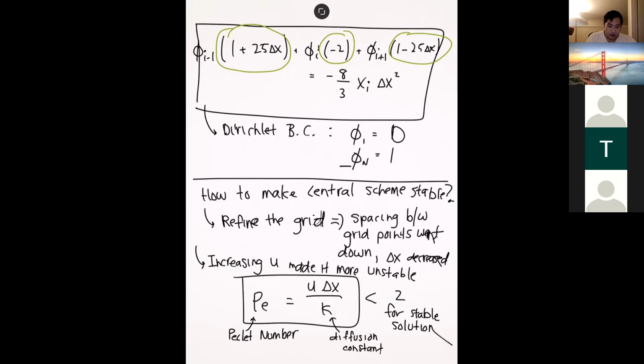Okay. And so if you have a certain problem with a certain convection velocity and certain diffusion constant, and you want to use central difference, you have to refine your grid until delta x is small enough such that the Peclet number is less than 2, okay? And so on the next page, I'll plug in the numbers I had for the previous example, and you'll see that the Peclet number was greater than 2, which led to an unstable solution. Okay. All right. Any questions on this so far?